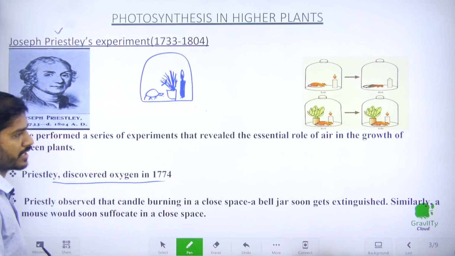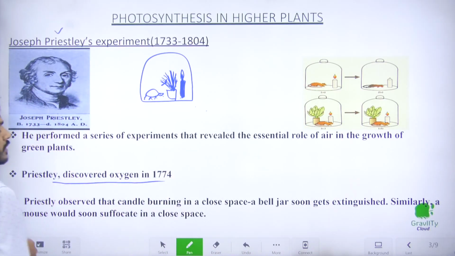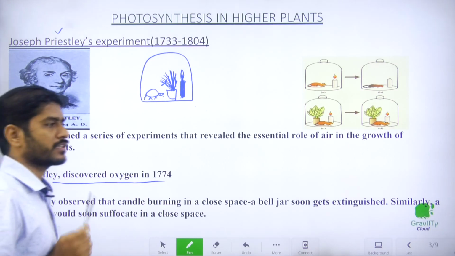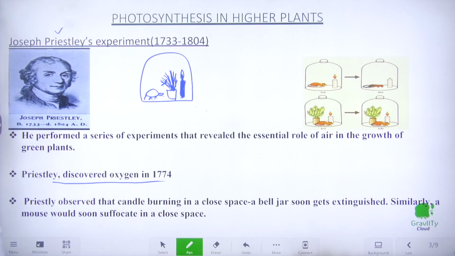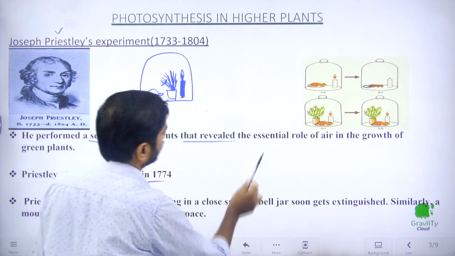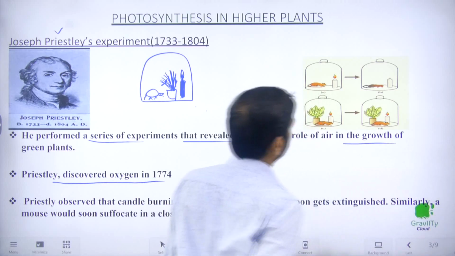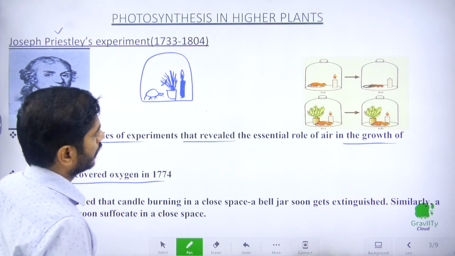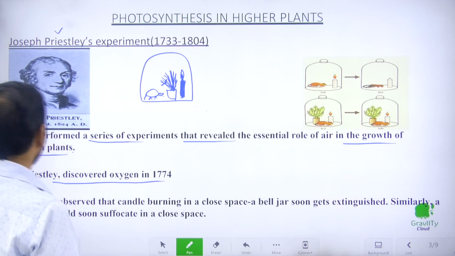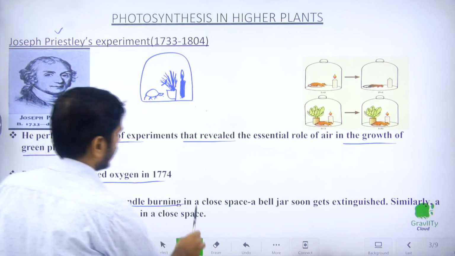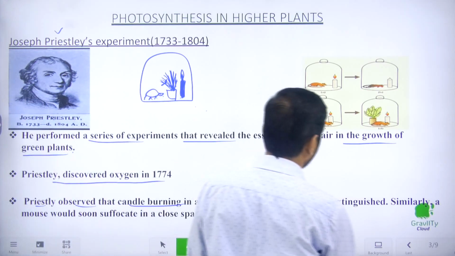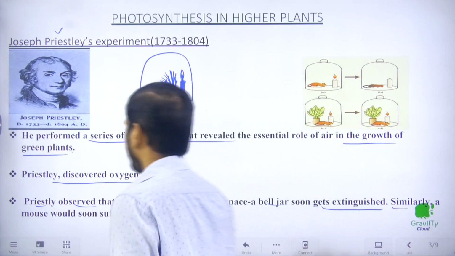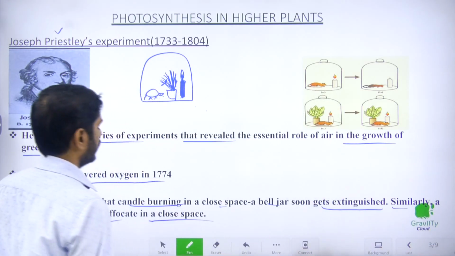Later it was named oxygen, but initially he confirmed that yes, something is present in the air which is compulsory for the sake of life. So he performed a series of experiments that revealed the essential role of air in the growth of green plants. Priestley observed that a candle burning in a closed space, a bell jar, soon gets extinguished. Similarly, a mouse would soon suffocate in the closed space.